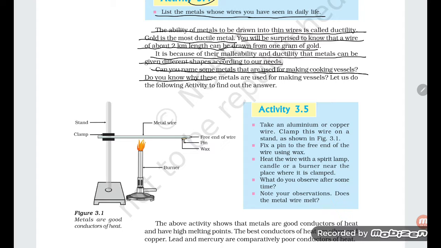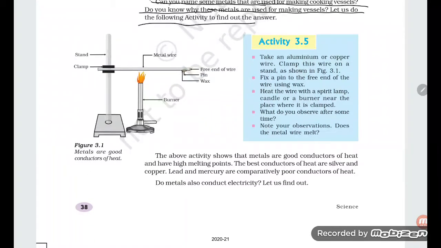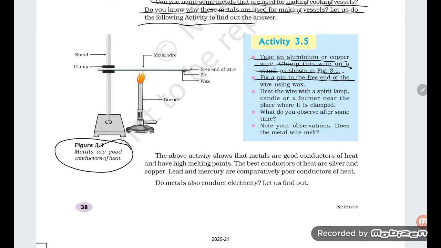Can you name some metals that are used for making cooking vessels? Do you know why these metals are used for making vessels? Let us do the following activities and find out the answers. Metals are good conductors of heat. Take an aluminum or copper wire, clamp the wire on a stand as shown in figure 3.1. Fix a pin to the free end of the wire using wax. Heat the wire with a spirit lamp, candle or burner near the place where it is clamped.